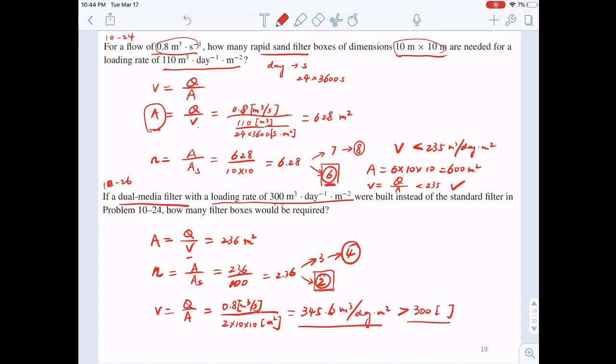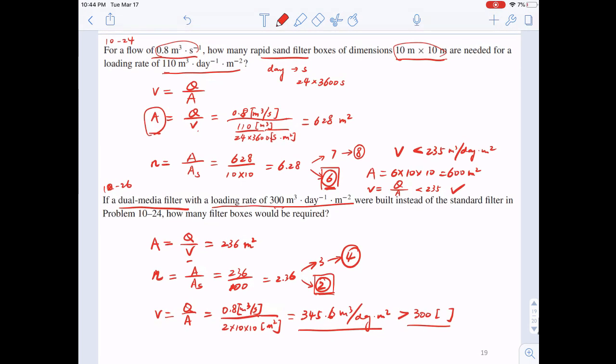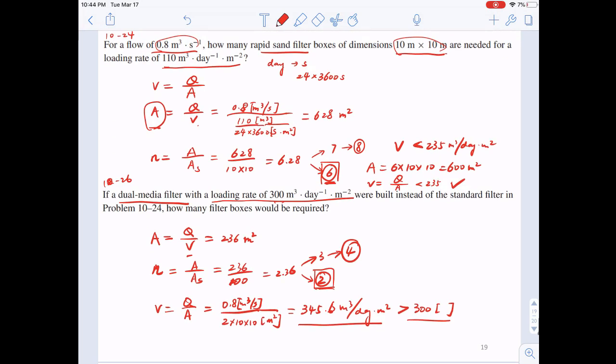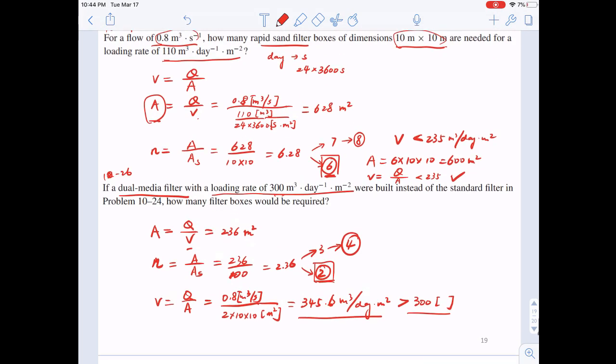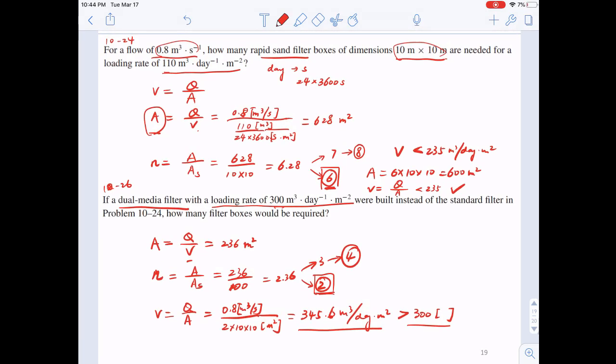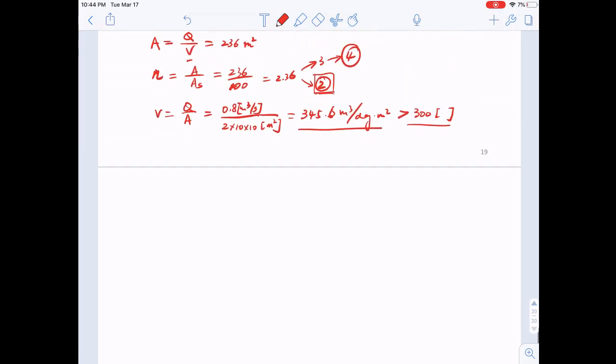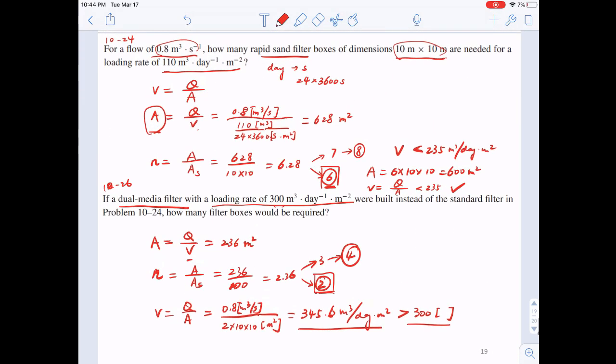So this is how we can choose the options to design the filtration systems. And I hope that by introducing these problems, it helps you understand some of these equations or some of these designing processes. So that's all for this help session.